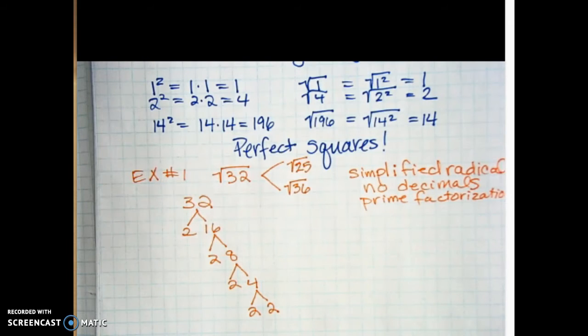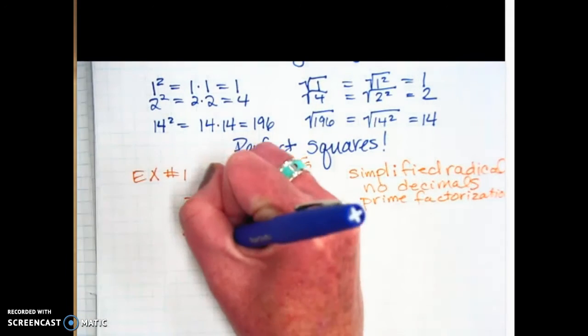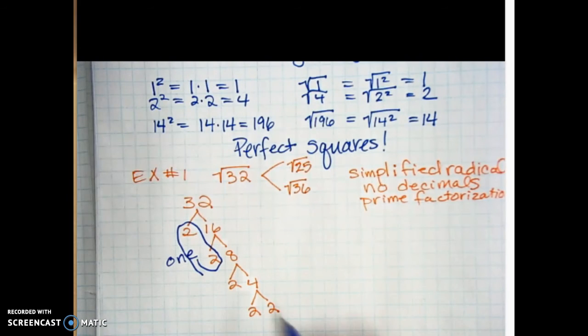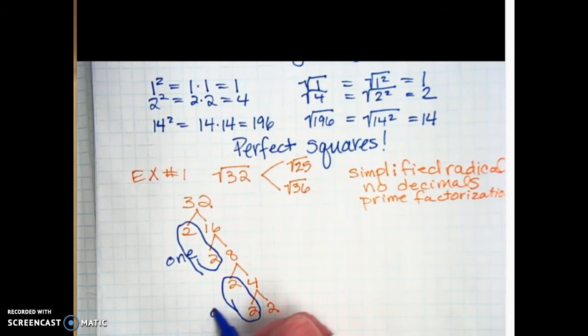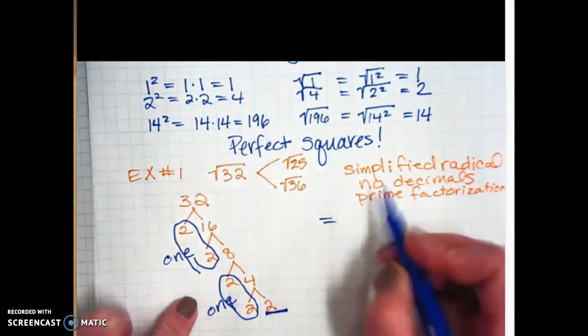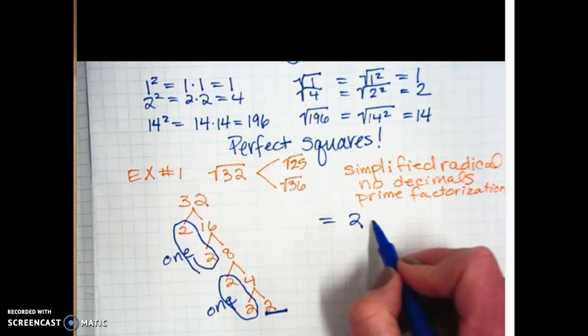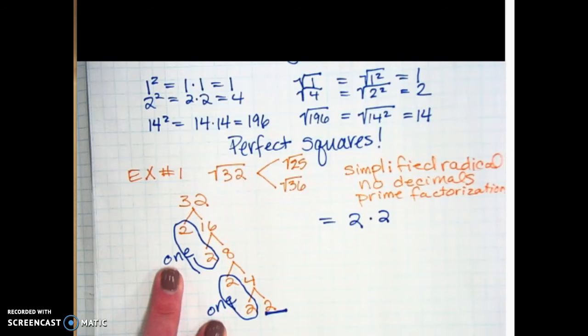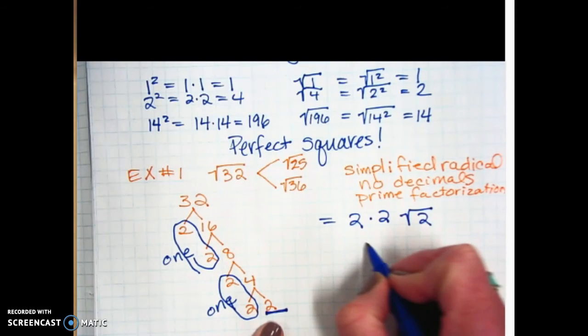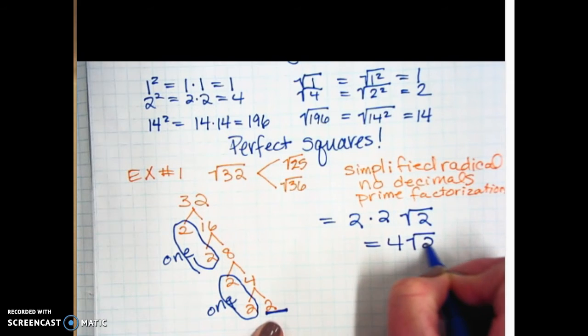Now, for every pair of factors, one of them will come out from under the radical. Not both, just one of them. Any of the prime numbers that do not have a partner are going to stay under the radical. So when we simplify this, we have one of the 2's from this first pair, and one of the 2's from this other pair. Those both come out from under the radical, and this one stays under the radical. And we simplify this to 4 rad 2.